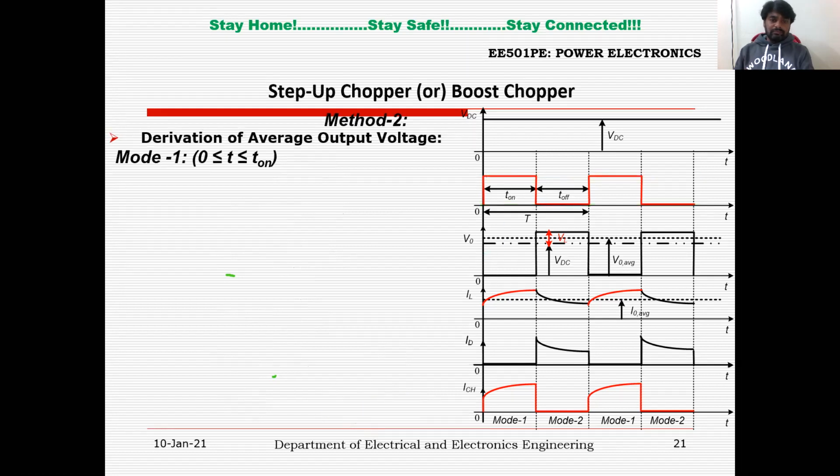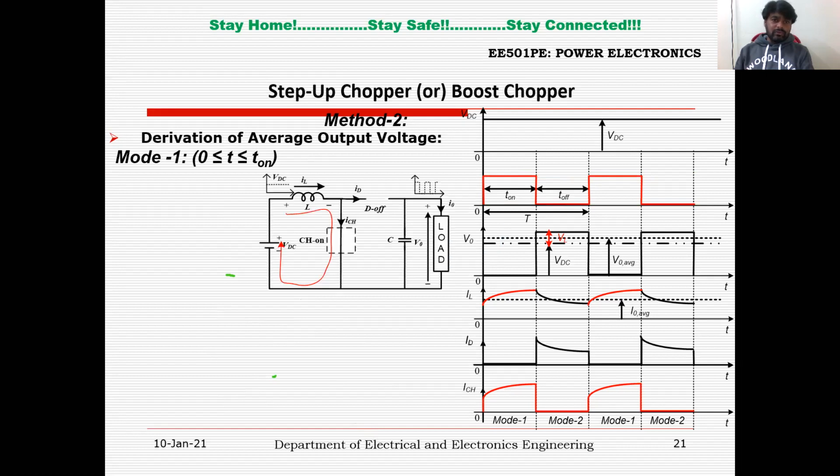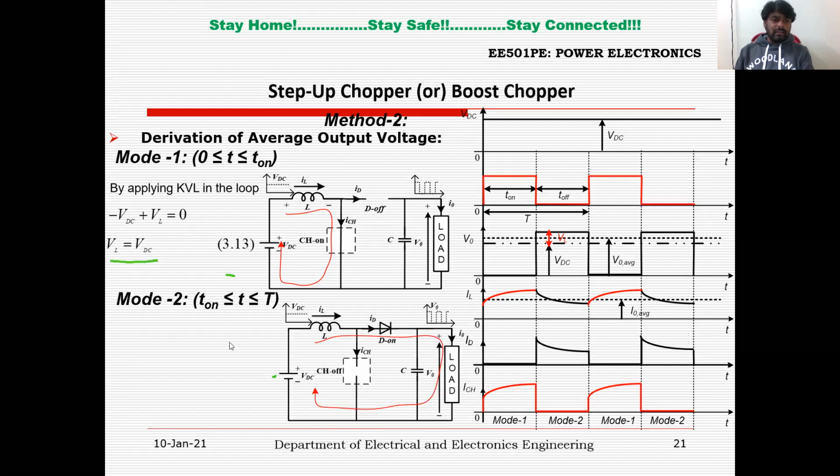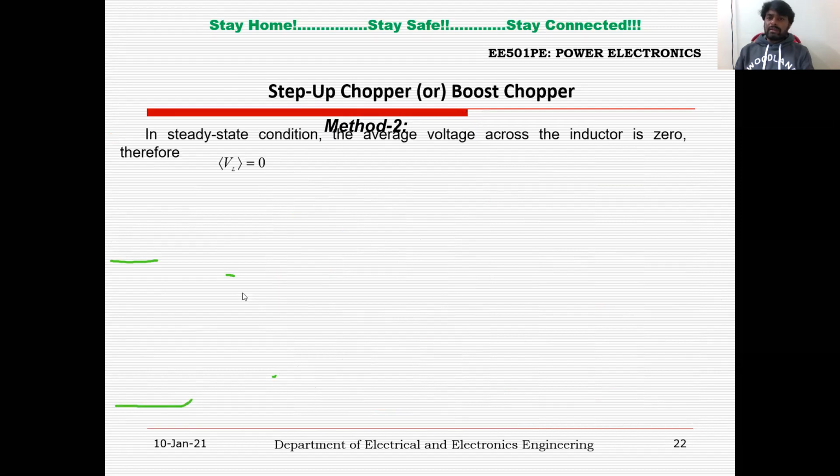So this is method 1. You can also derive the same expression using method 2. These are the circuit configurations. Just now we have seen how it is in on condition, how it is in off condition. If you apply KVL, the voltage across the inductor will be something like this. Similarly, in mode 2, this is the equivalent circuit, and we have seen the voltage across the inductor is this much, right? So you just apply KVL and apply the volt-second balance principle.